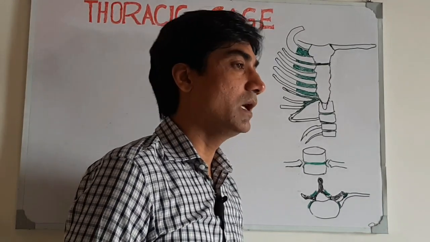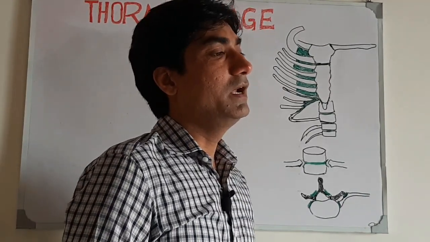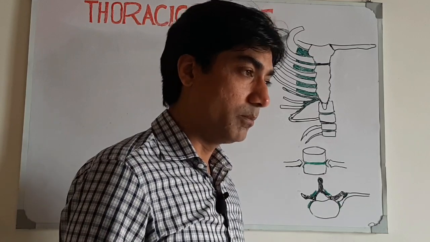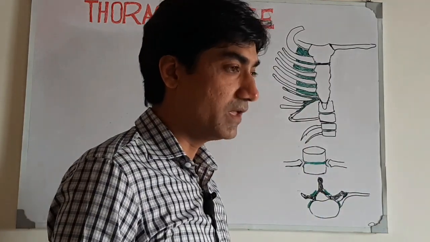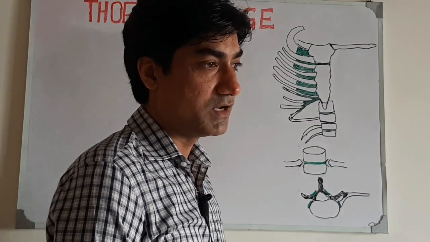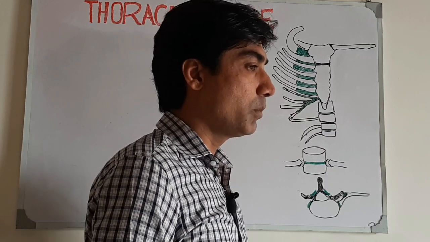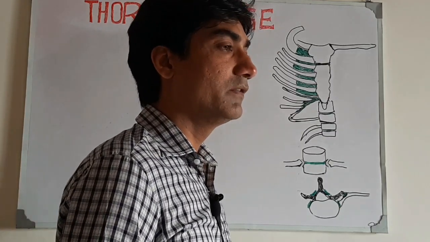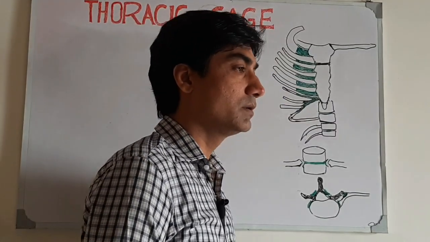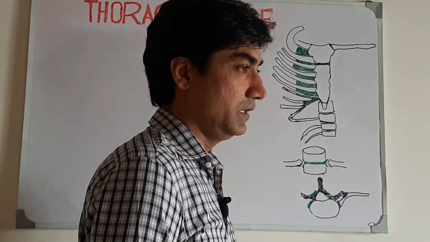The thoracic cage is basically a conical shape. Its inferior border is broader and its superior border is narrower. It protects the internal organs of the thoracic cavity, heart and lungs. And it also protects the abdominal organs to an extent, spleen, liver, and posteriorly it protects the kidney.